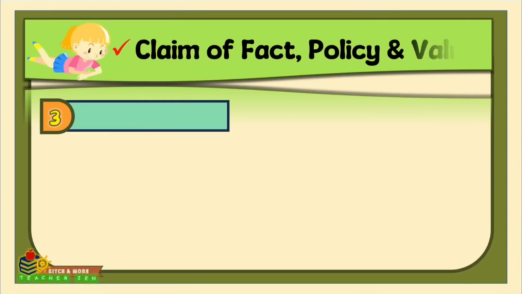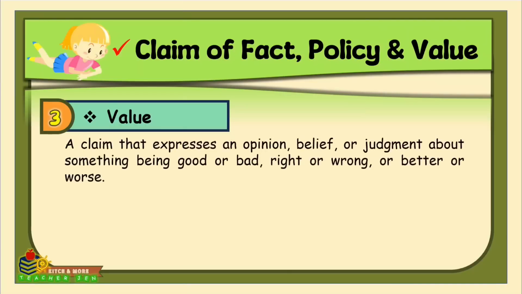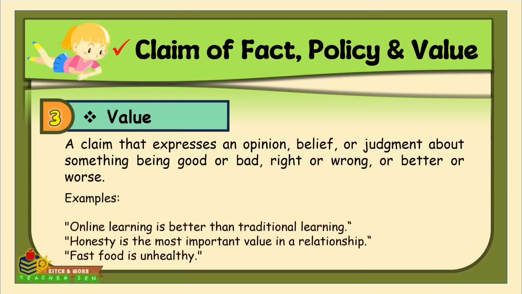And then the last one is claim of value. A claim that expresses an opinion, belief, or judgment about something being good or bad, right or wrong, or better or worse. Here are our examples. Online learning is better than traditional learning. Honesty is the most important value in a relationship. And fast food is unhealthy. So here are the examples of claim of value.